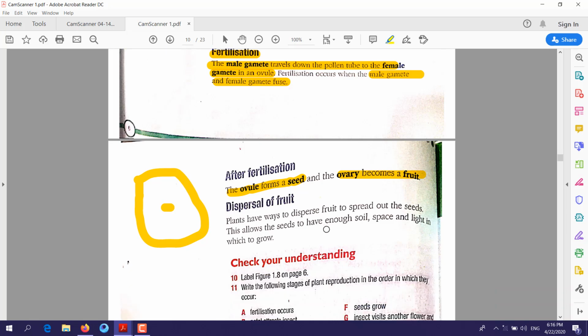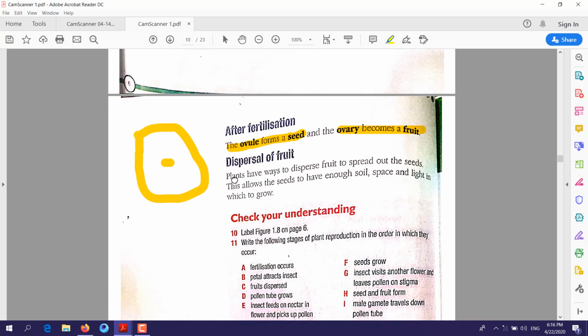Now, after that, what will happen? Dispersal of fruit, or dispersal of the seeds of the fruit. When you eat fruit, usually what you do with the seeds is throw them. When you throw them, what's happening? The seeds are spreading out. They are dispersing.